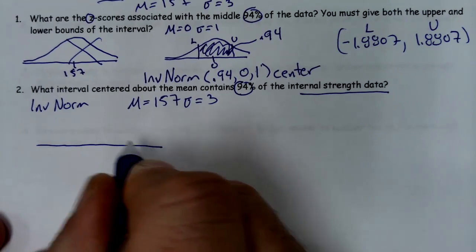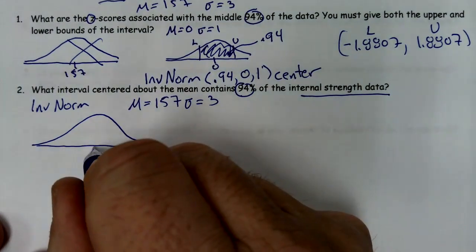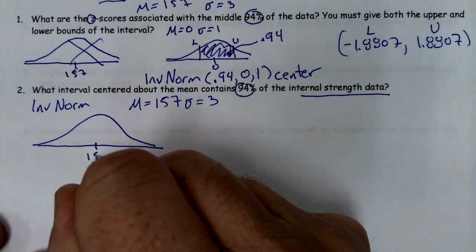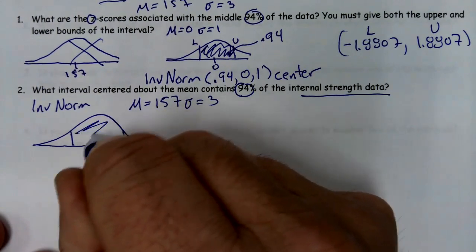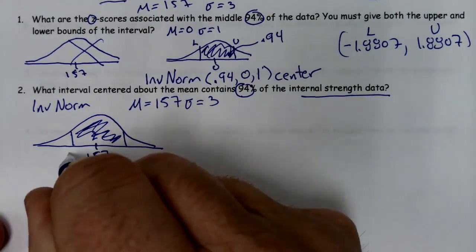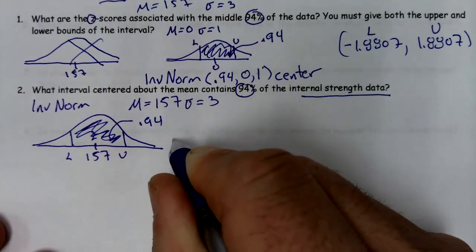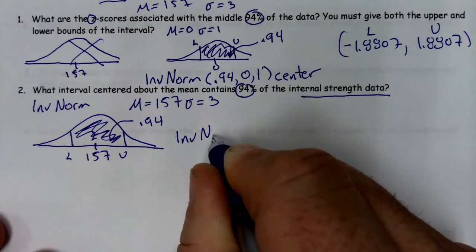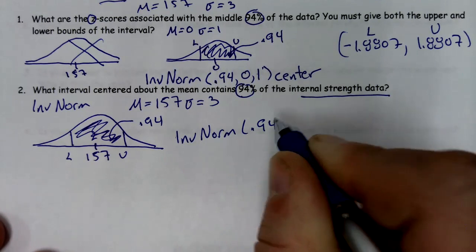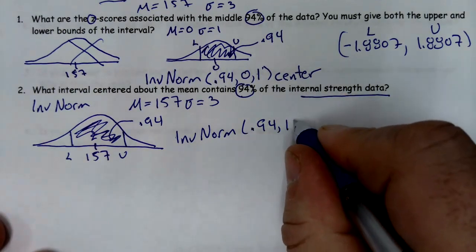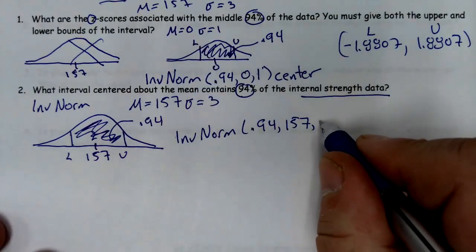So I'm going to go here. And I'm going to set this up as 157. I'm still going to be looking for a lower and an upper. And I'm still looking for 94% of the data. So inverse norm, the calculator is going to very first ask for the area. Then it's going to ask for our mean, which was 157. That was the actual mean. And it's also going to ask for our standard deviation, which happened to be 3.